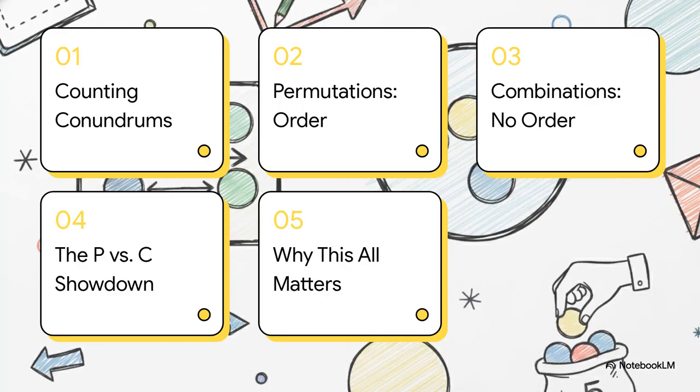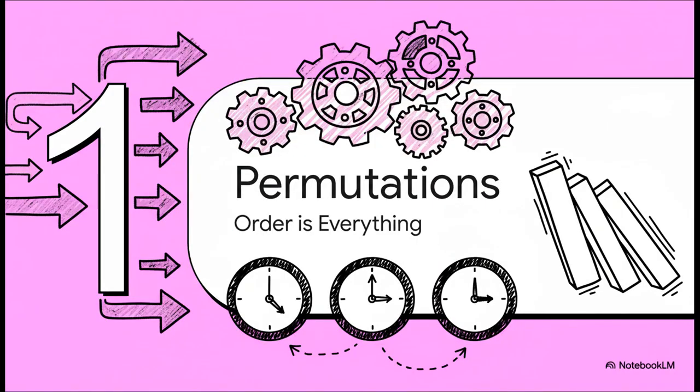So here's our roadmap for today. First, we'll dive into permutations, which is all about when order is absolutely everything. Then we'll look at combinations for when order, well, doesn't matter at all. After that, we'll put them side by side in a little showdown so you'll never mix them up again. And finally, we'll come back and solve our bank manager's problem and see how this stuff pops up all over the place in real life. All right, let's get into it.